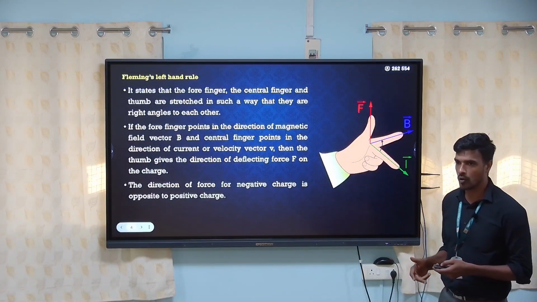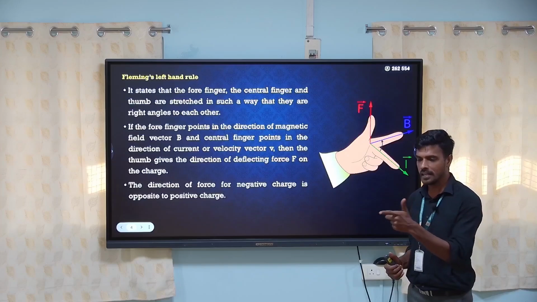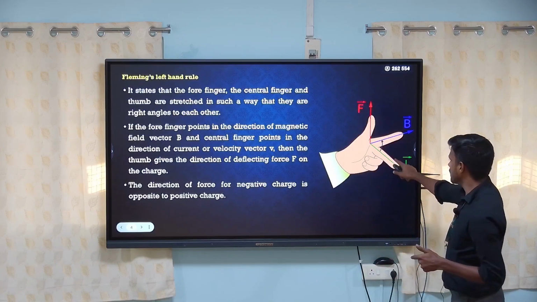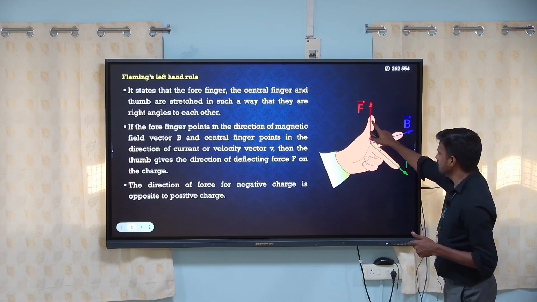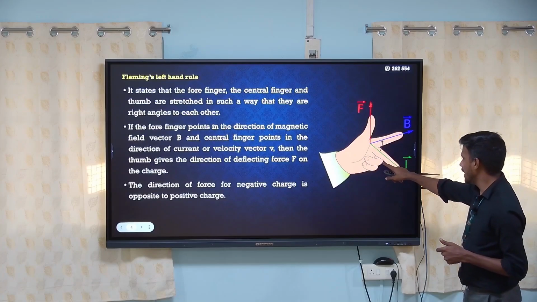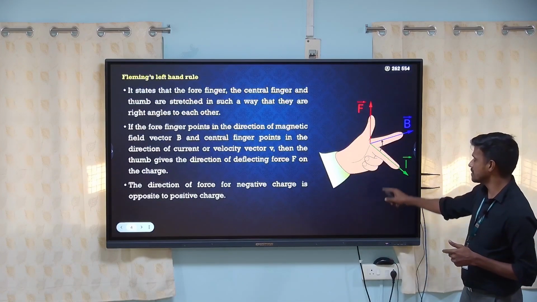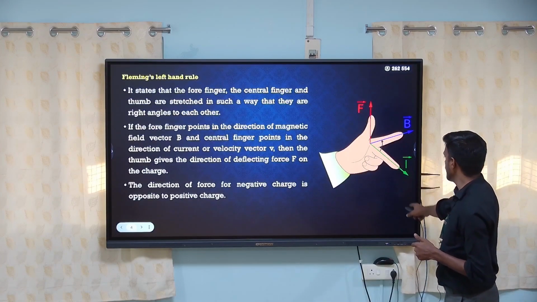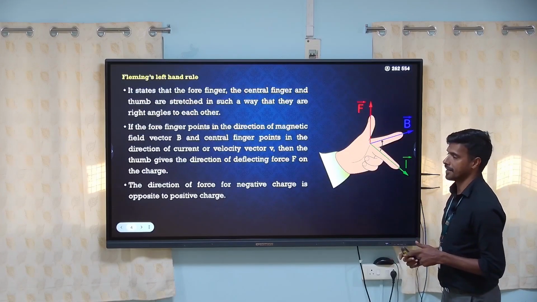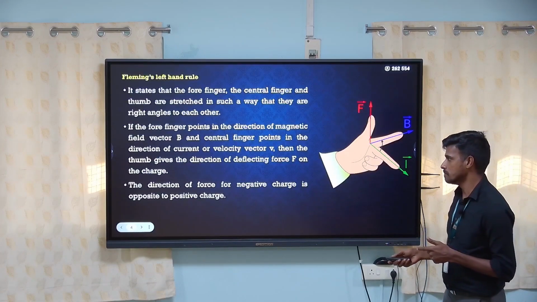There is another thing called Fleming's left hand rule. In Fleming's left hand rule, as we can see in the figure, the thumb points in the direction of force, the forefinger points in the direction of magnetic field, and I is the direction of current. They are perpendicular to each other.